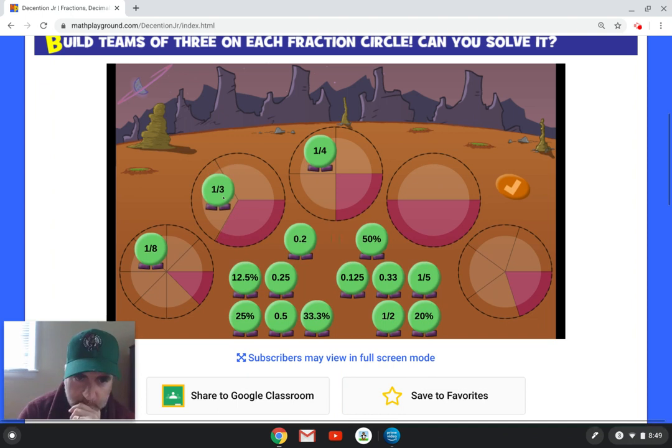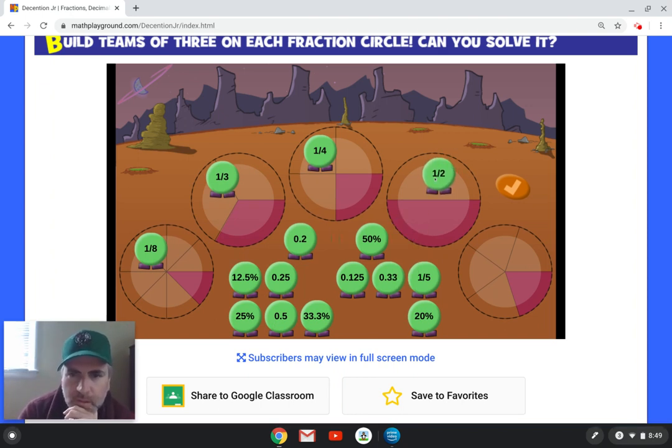Let's move each one of these. Doesn't really matter where they go, I guess. 1 out of 2 would be 1/2. And then down here we have 1, 2, 3, 4, 5 parts. 1 out of 5. So let's take that. Now let's go from here.